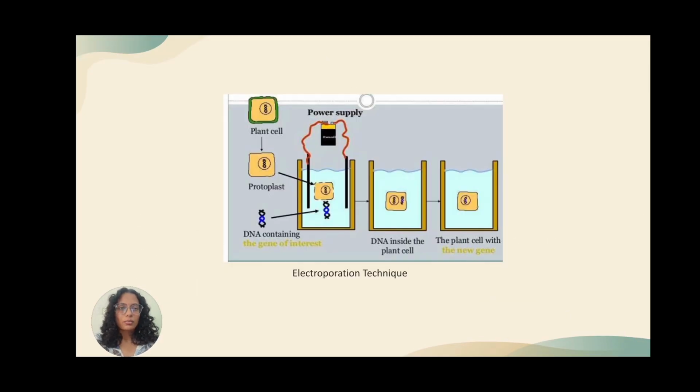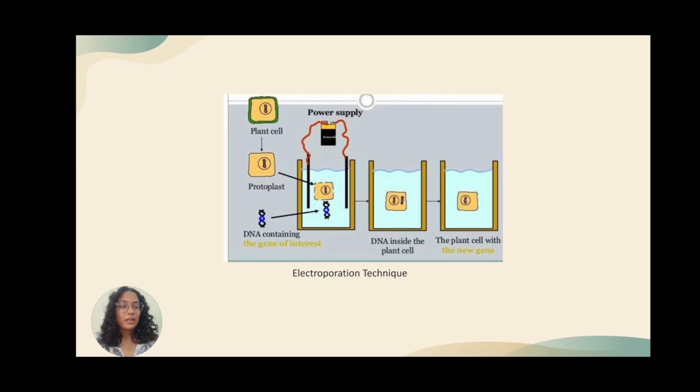This is the diagrammatic explanation here. We can see here that we have taken the plant cell as the host cell, and again we have extracted its protoplast and placed it in a conductive solution. This conductive solution is also supplemented with the gene of interest or the target DNA sequence.